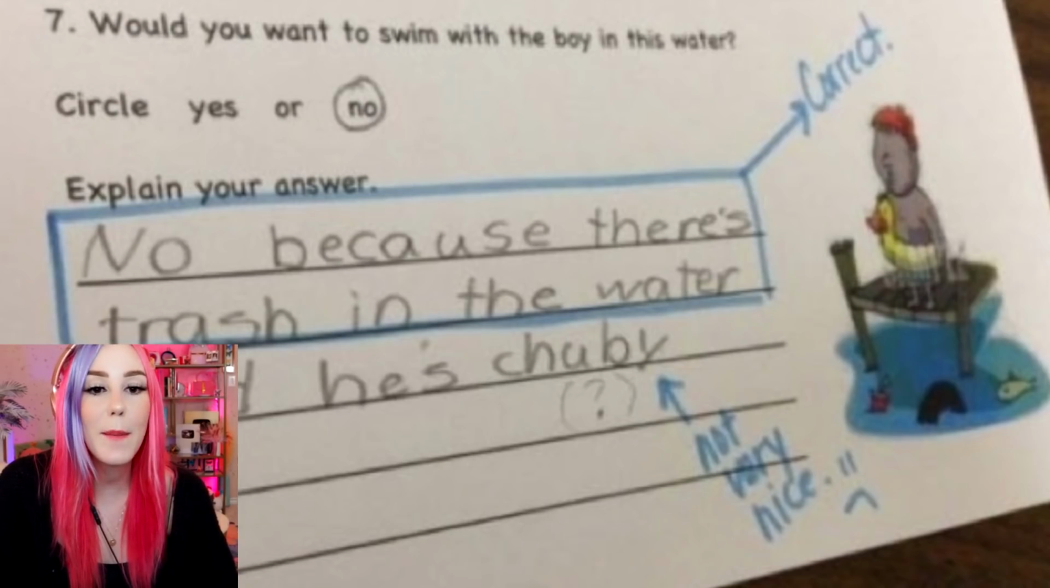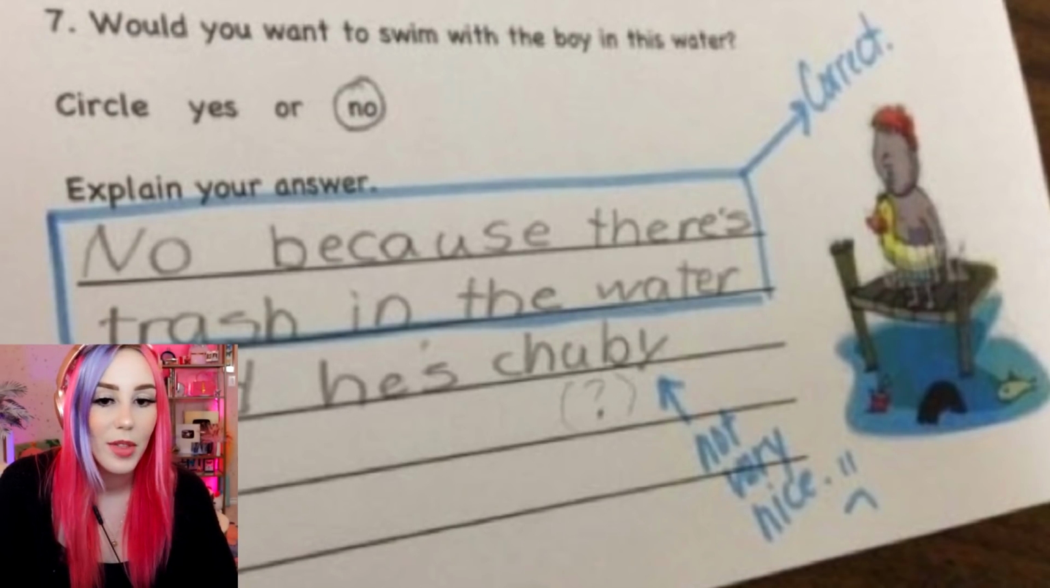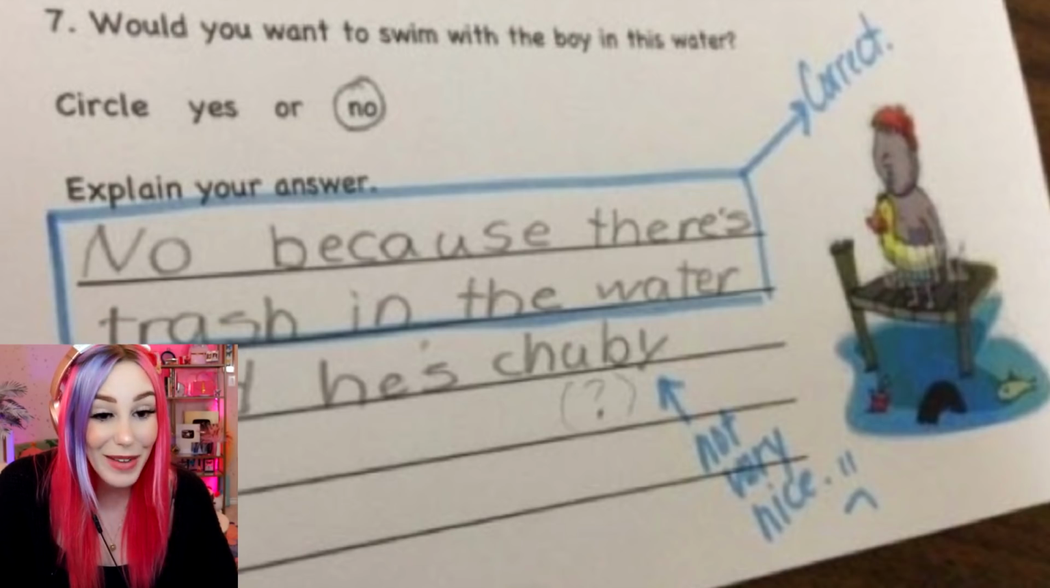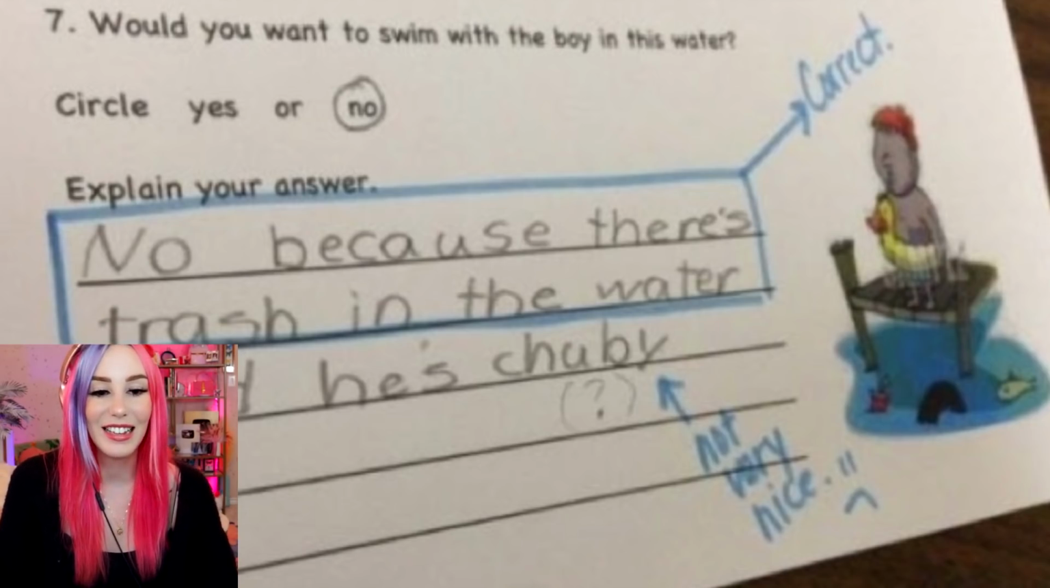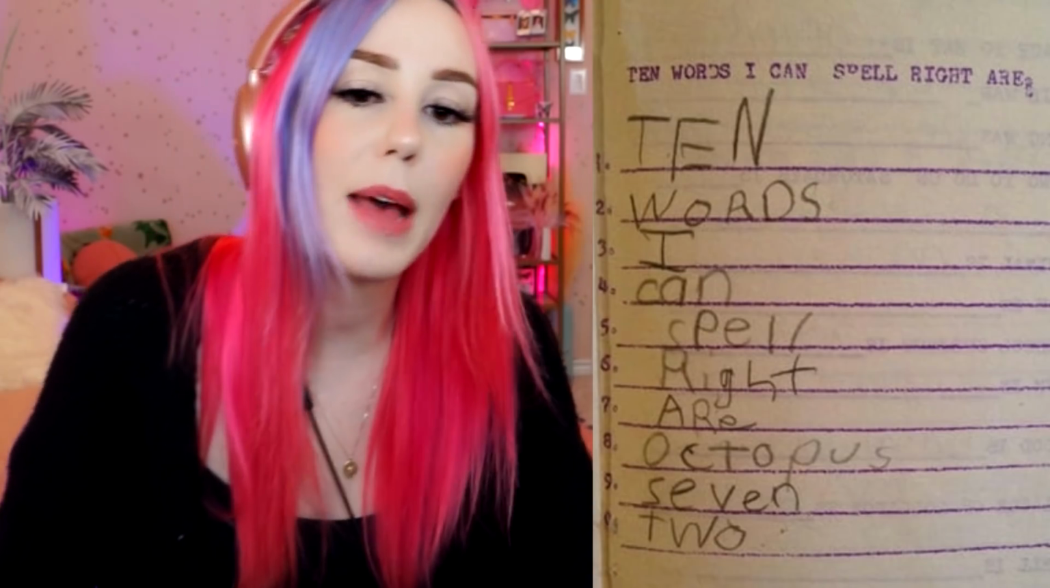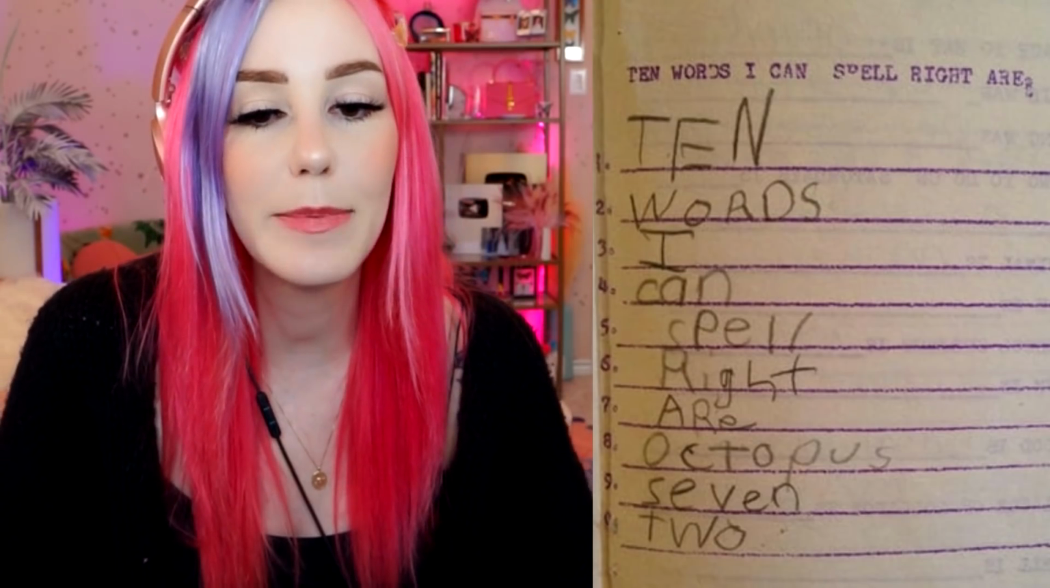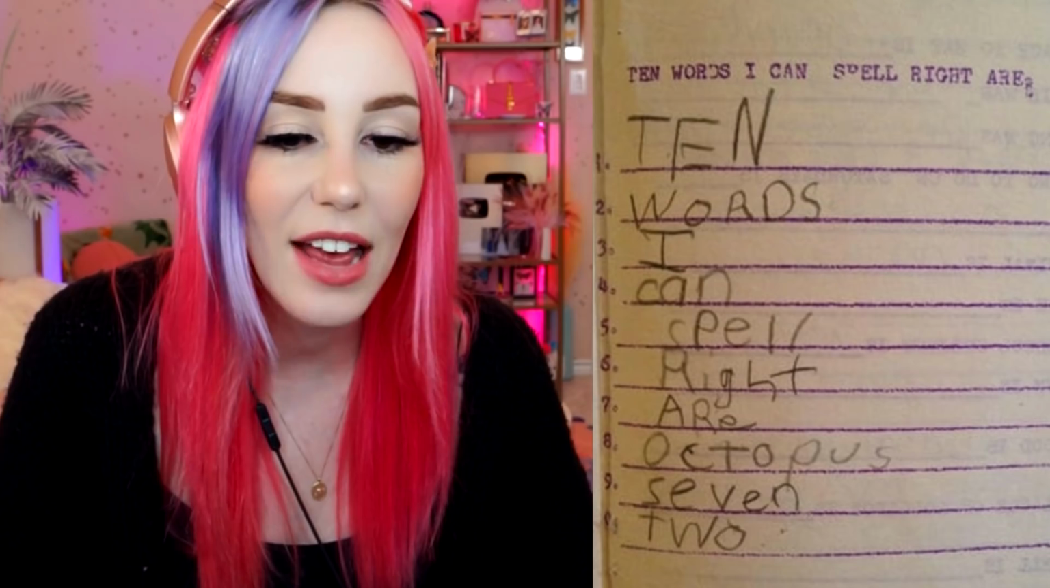Would you want to swim with the boy in the water? No, because there's trash in the water and he's chubby? That's not very nice. 10 words I can spell right are octopus 7-2.